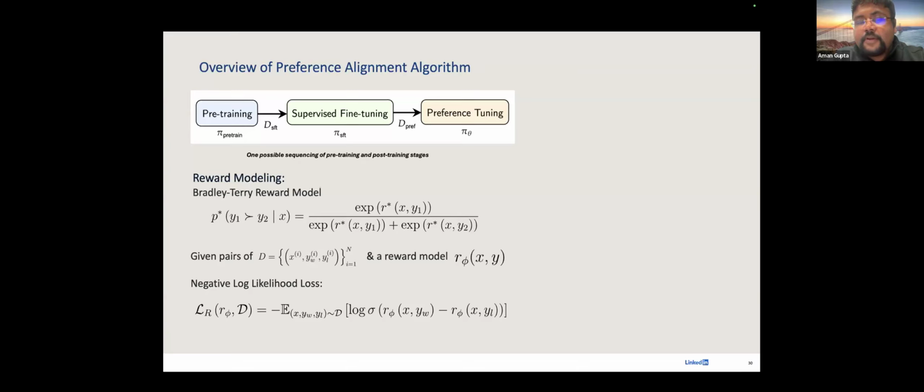Let's take an example. Say the X input is how do I exercise to lose weight, and YW is something which suggests something useful, and YL is something that suggests something dangerous. Then you want YL to be the losing response and not be preferred by the model. This is just one example, and preference tuning requires a lot of data curation and creation. This framework can then be used to align a model to generate desirable outputs.